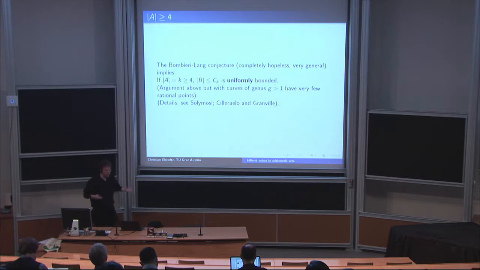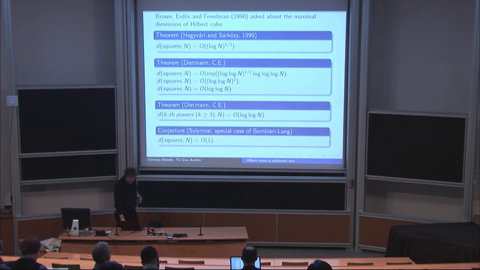And the type of argument actually would be related to this elliptic curve question. It's just you now have curves of higher genus, and there should be very few rational points. So this observation is in work of Solymosi and Sarközy and Granville.